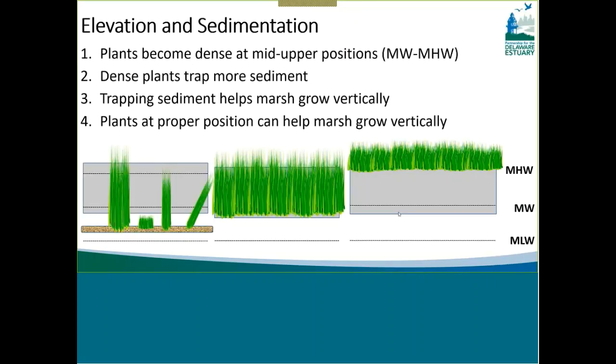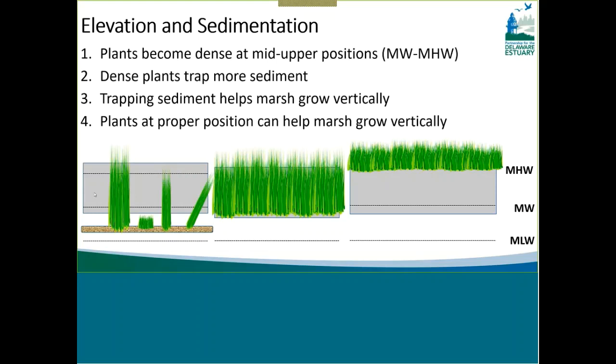Elevation and sedimentation. Now, I'm going to come at this from the perspective that most living shorelines are going to incorporate some sort of vegetation aspect. For a vegetative living shoreline to grow and persist, it's going to need to grow vertically to adapt to sea level rise, and trapping sediment is going to do that. Plants play a big role in this, but they're extremely sensitive to their position in the tidal datum, which I'm sure has been discussed in this workshop already. So I'm going to discuss plants in the context of elevation and sedimentation as well.